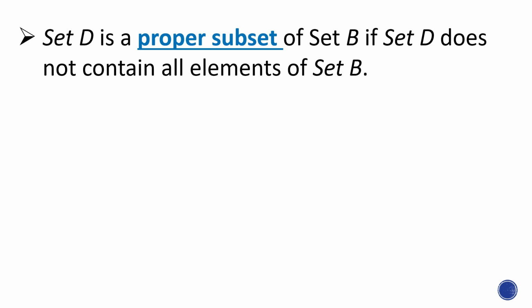Alright? Now, there are 2 different kinds of subset, and the first one is what we call a proper subset. So how do we define that? Here it says that set D is a proper subset of set B if set D does not contain all elements of set B.